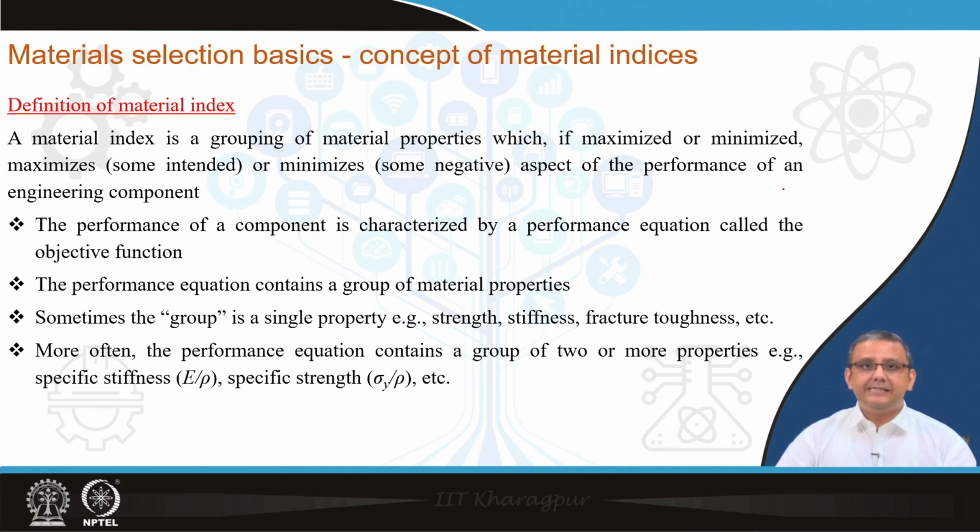A material index is a grouping of material properties which, if maximized or minimized, a particular material aspect or performance is either maximized or minimized. That means it can be only one property, or it can be several properties in combination. Very often it is a combination of different properties, like, as we discussed, the specific stiffness or specific strength, and if these are either maximized or minimized, some function or some performance of the material will be enhanced.